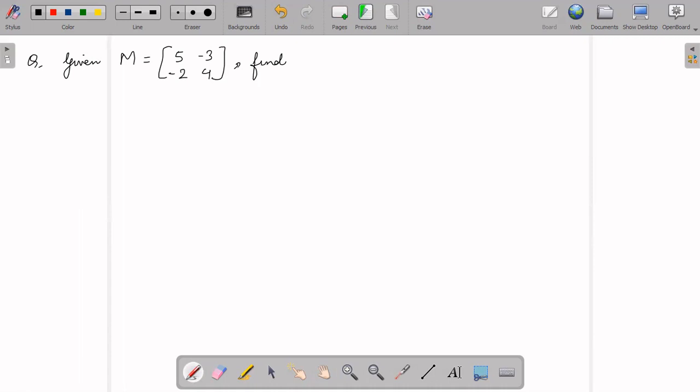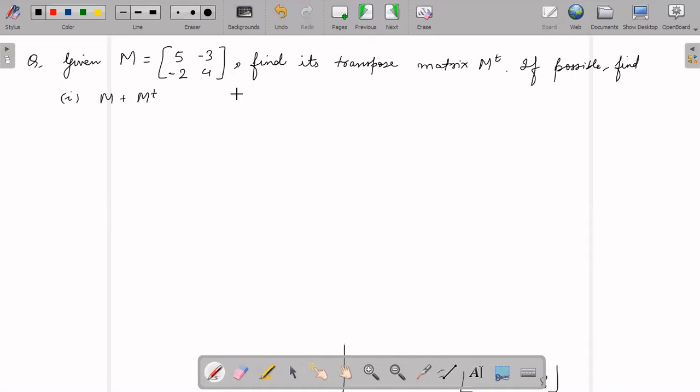Find its transpose matrix M^T, and if possible, find number 1: M plus M transpose, and number 2: M^T minus M. Let us solve the first question.